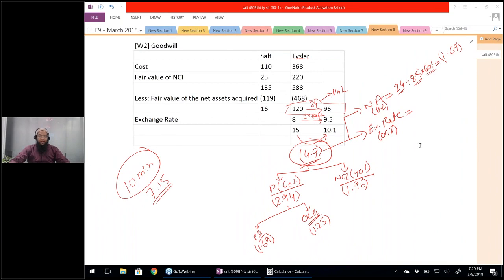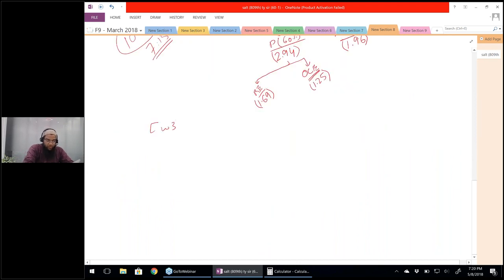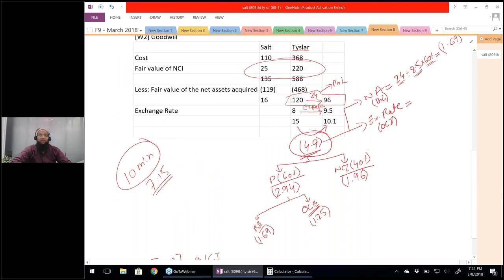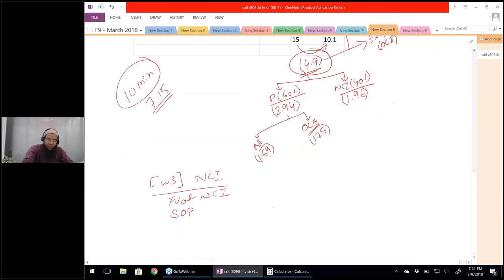Okay, everyone, let's continue again. So we were solving the question and we had done working number one and working number two. So now let's solve working number three. Working number three is basically NCI, in which we take the fair value of NCI and add the share of profit to it. The fair value of NCI in the goodwill working was 220.